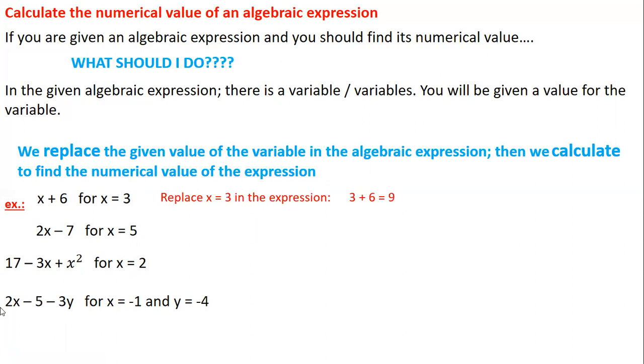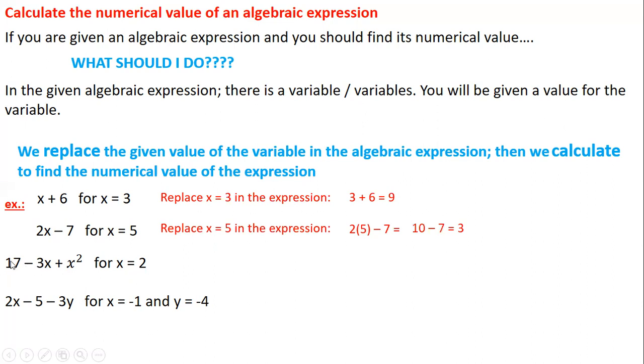Now the second expression, 2x minus 7 for x equal 5. 2x, I should put in my mind, it means 2 times x. I want to replace x by 5. I don't replace x by 5 and it becomes 25, because 2x means 2 times x, which is 2 times 5. So I replace 5 in between parentheses. Always when we have a number multiplied by a variable and we want to replace the variable, we replace it between parentheses. What is 2 times 5? It is 10. 10 minus 7 is 3.